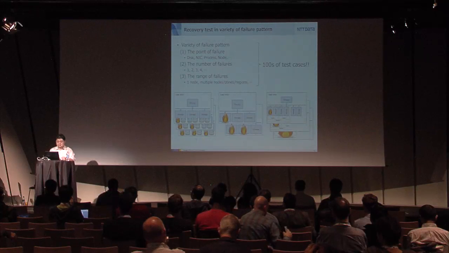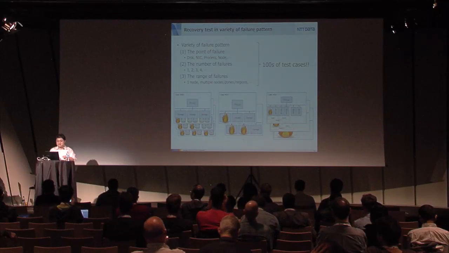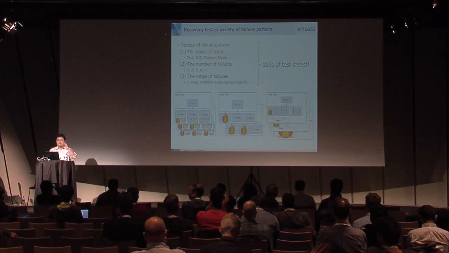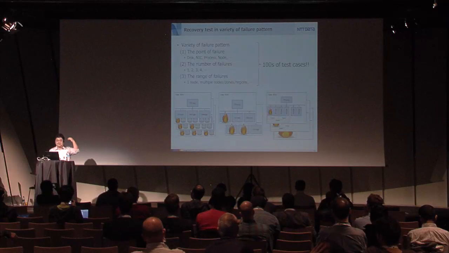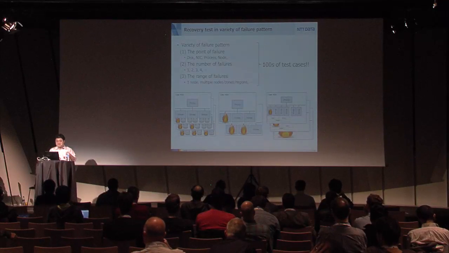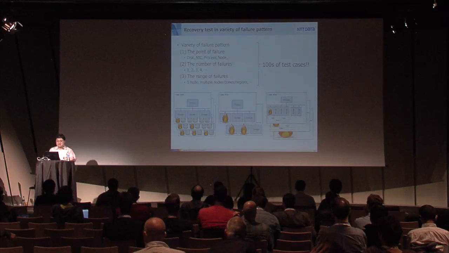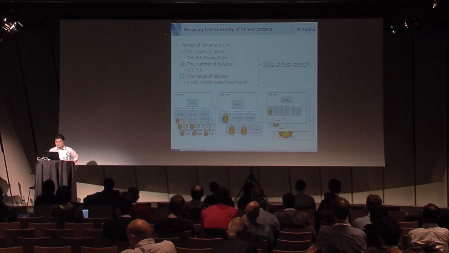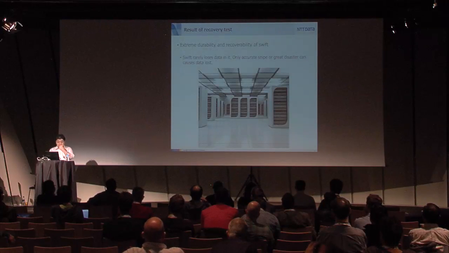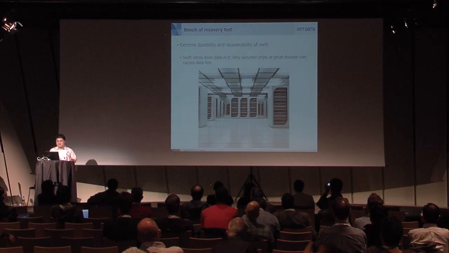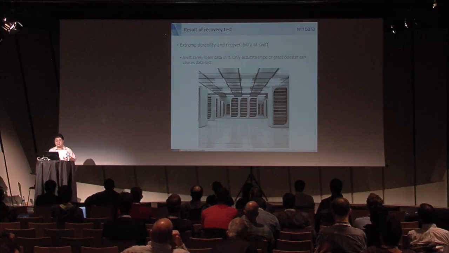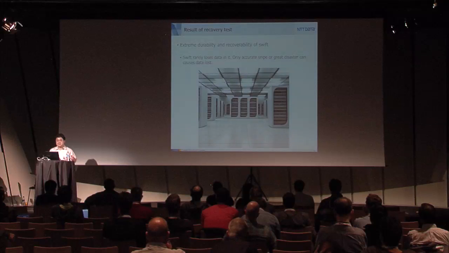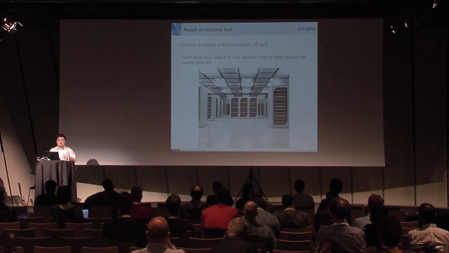The last point is the range of failure. There are some failure domains in Swift, and it distributes data over disks, over nodes, over racks, and over geographical locations. So the range of failure may change the behavior of Swift, and we tested it. In addition to the testing, we checked the source code of Swift, comparing it with the test results, and extracted the core logic of Swift, which defines its behavior. As a result of this recovery test, we completely analyzed the behavior of Swift and ensured its extreme durability, availability, and recoverability. Swift can keep data and continue to work well even if there is a sniper who accurately breaks three hard disk drives storing the same data out of thousands of hard disk drives, or a big disaster which hits all of your data centers.